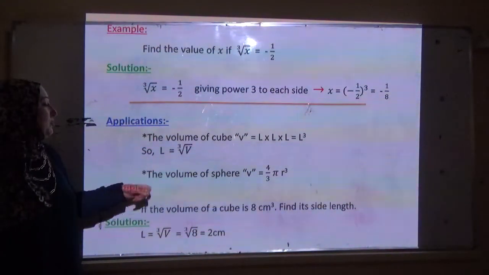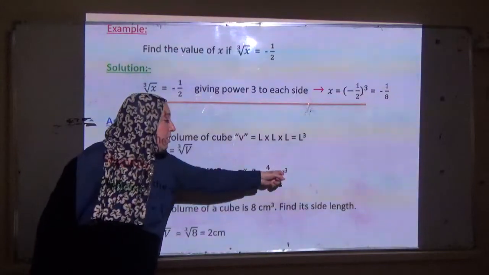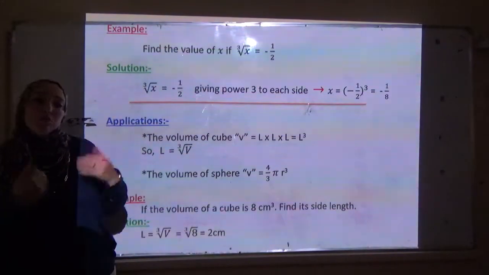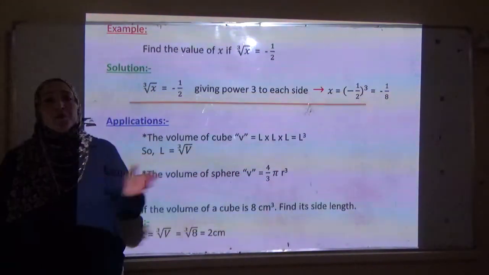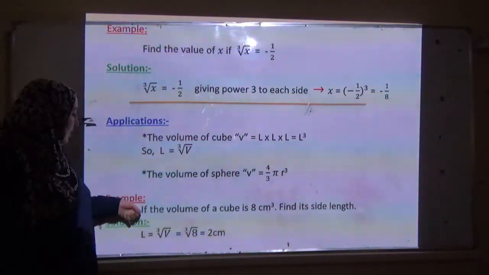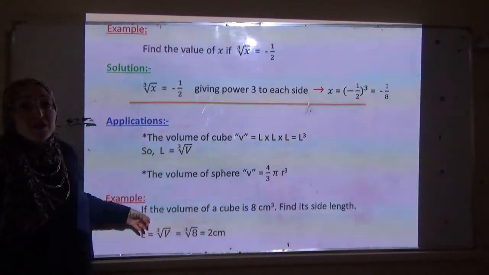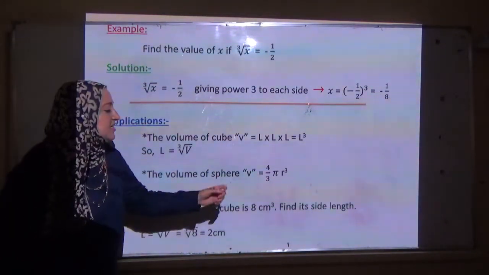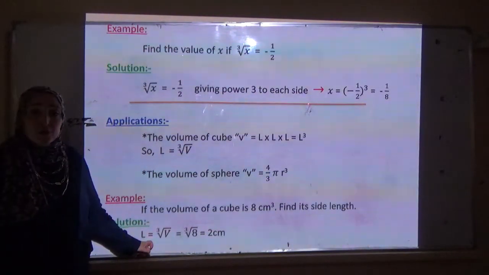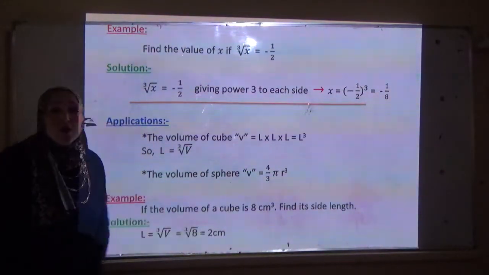For another application, the volume of a sphere equals 4 over 3 pi r^3, in which pi is an approximated ratio. We already have it before, 3.14 or 22 over 7. For example, if the volume of the cube is 8 cubic centimeters, find its side length. Solution: length equals the cube root of the volume, the cube root of 8, which equals 2 centimeters.